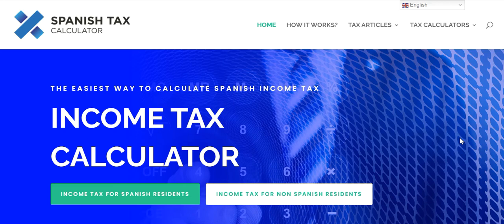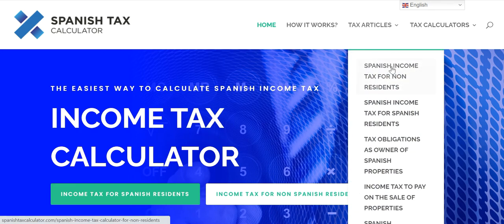This is Juan Carlos Marrenda, lawyer, expert in property law, construction law, inheritance tax, and in general taxes in Spain. Today we will talk about some articles included in this site and also the way in which this site considers the way to calculate Spanish taxes. Today we will talk about Spanish income tax for non-residents.